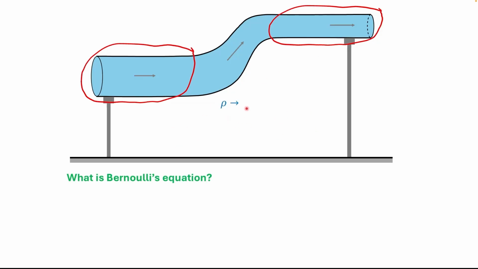Let ρ be the density of the fluid. In this section, let the pressure of the fluid be P1, the speed of the fluid be V1, and the height be H1. And in this section, the pressure is P2, the speed is V2, and the height is H2.